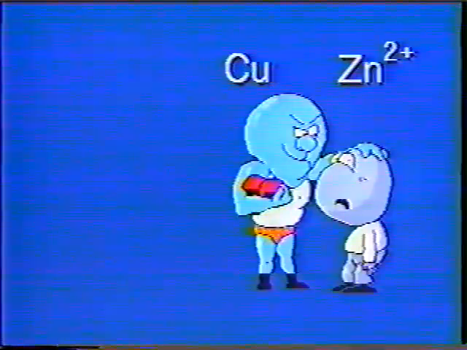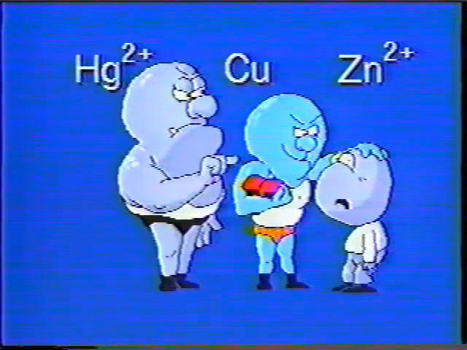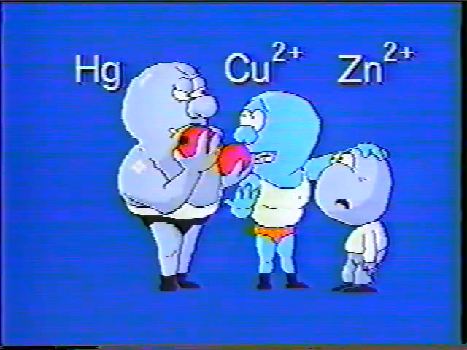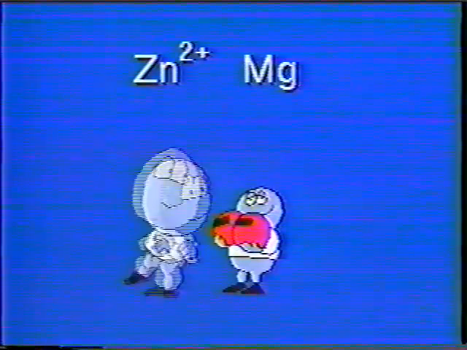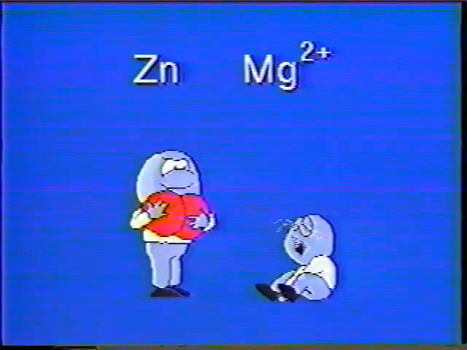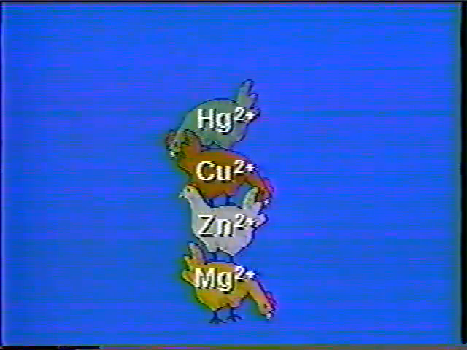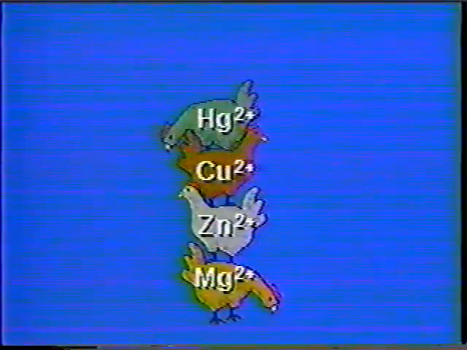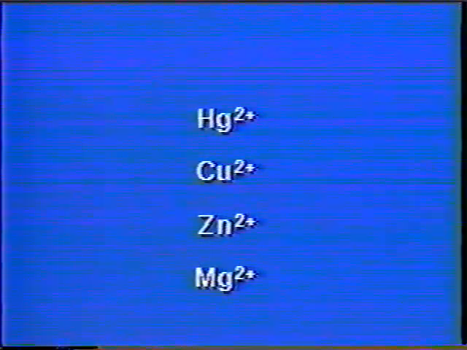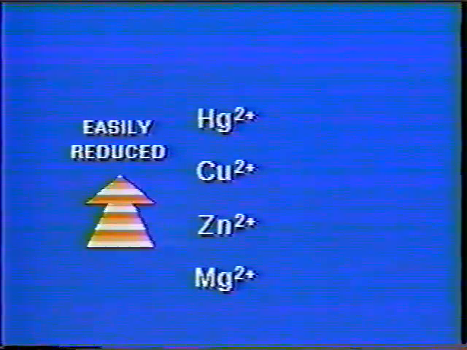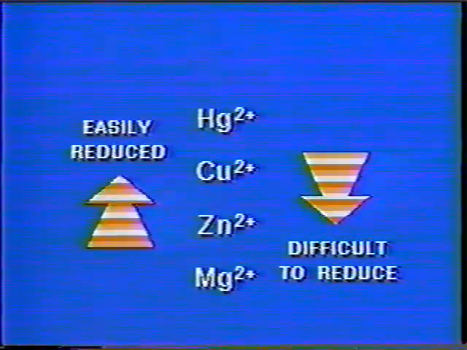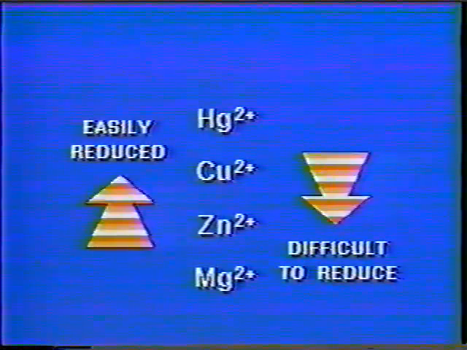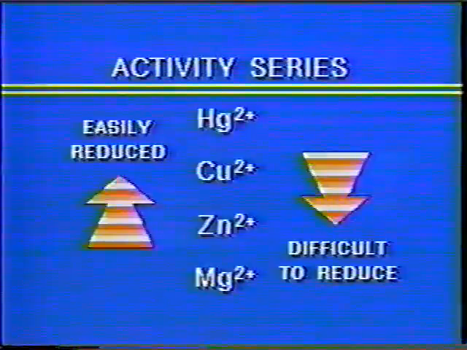There are other ions, like mercury, for example, which can take electrons away from the copper atom. And there are atoms such as magnesium, which will give up electrons to zinc ions. It's as if there is a pecking order among ions, allowing chemists to list them in order so that those which are more easily reduced are placed on top and those which are increasingly difficult to reduce are placed on the bottom. This list is called the activity series and includes many other elements.